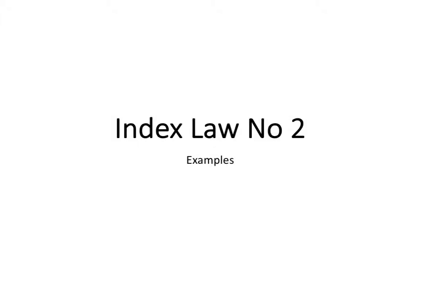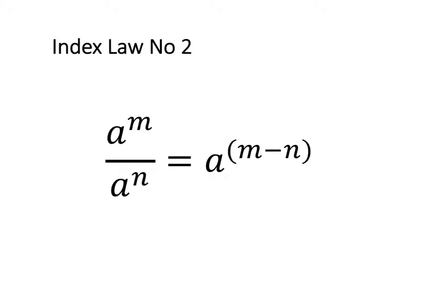In this video, we're going to have a look at some examples involving the second index law. The second index law is a to the power of m divided by a to the power of n is equal to a to the power of m minus n. What it allows me to do is, when I'm dividing with indices that have the same base, subtract my powers, and that will enable me to simplify the expression.